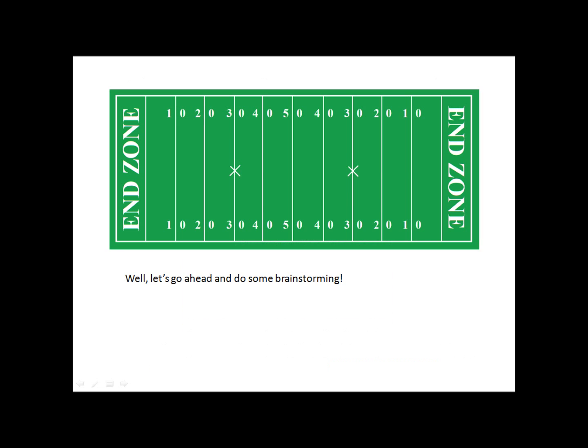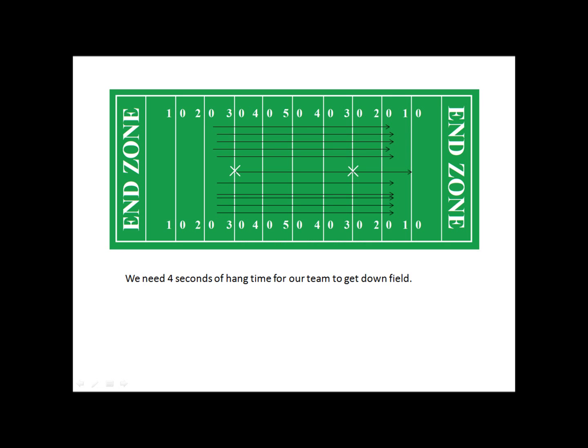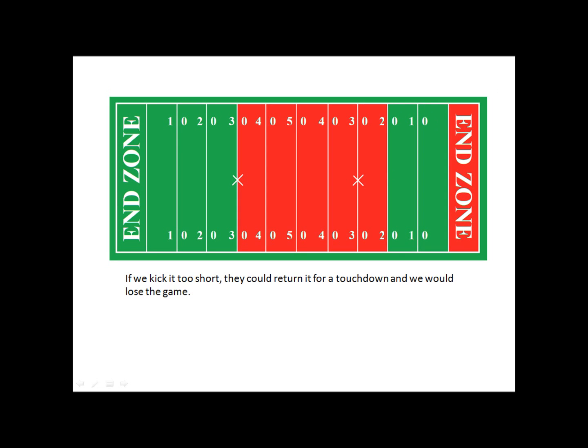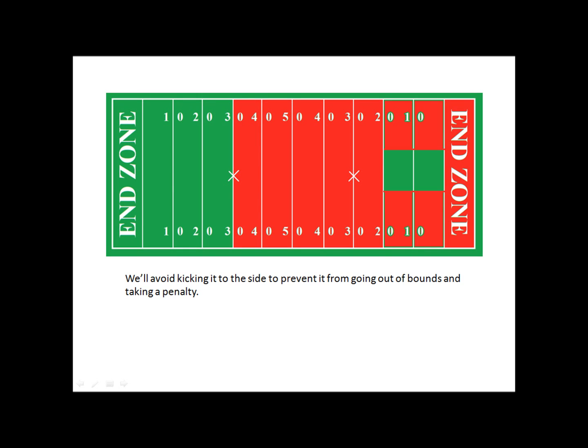Here's the field. Now, our team needs 4 seconds to get downfield, so we need the ball to be airborne for 4 seconds. If we kick it in the end zone, it'll be a touchback. That means they're going to get the ball at the 20. They'll have a shot at our end zone, and it won't kill any time on the clock. If we kick it too short, they can return it for a touchdown, and then we lose the game. There won't be any time left. If we kick it towards the sidelines, it risks going out of bounds, and then we have a penalty.